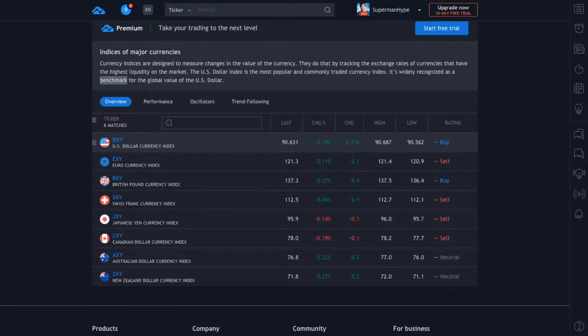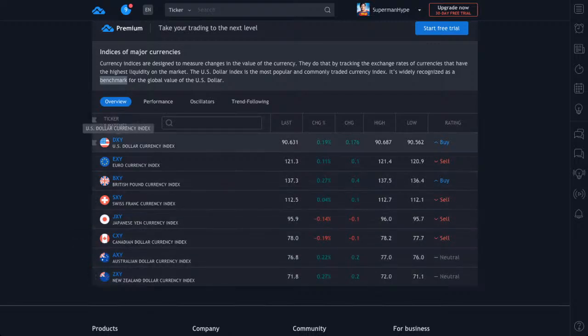You can see it's actually got a buy rating on it. The last price was 90.631. And then you've got other ones here. You've got the Euro currency index, etc. So you can learn all those too. There's even one for New Zealand and Australia, which is obviously in the southern part of the world where I am.